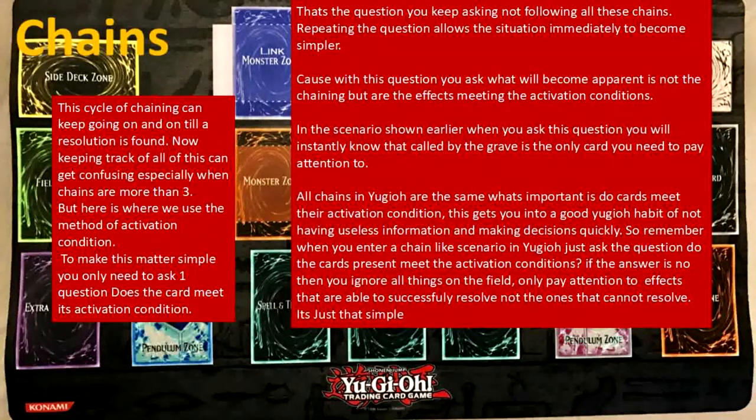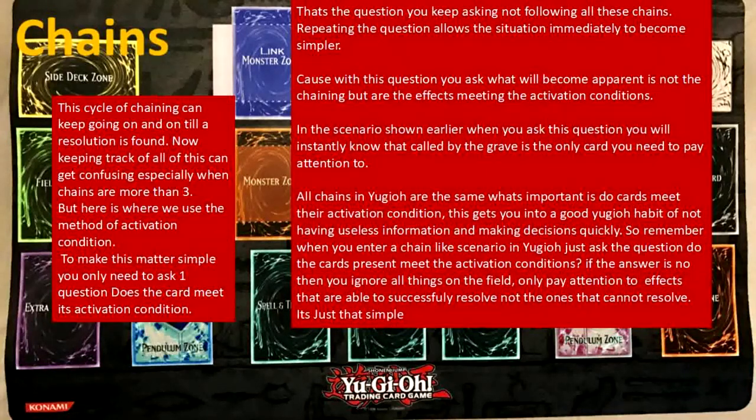Because with this question, what will become apparent is not the chaining, but whether the effects meet the activation conditions. In the scenario shown earlier, when you ask this question, you will instantly know that Call by the Grave is the only card you need to pay attention to. All chains in Yu-Gi-Oh! are the same. What's important is, do cards meet their activation condition? This gets you into a good Yu-Gi-Oh! habit of not having useless information and making decisions quickly.